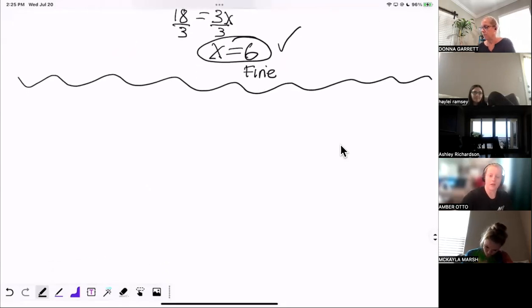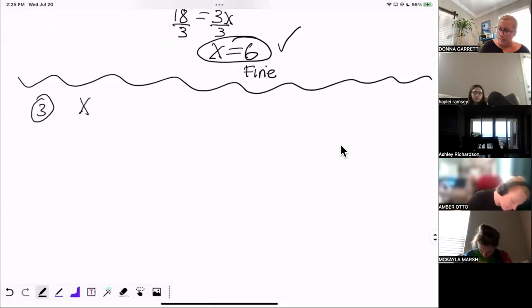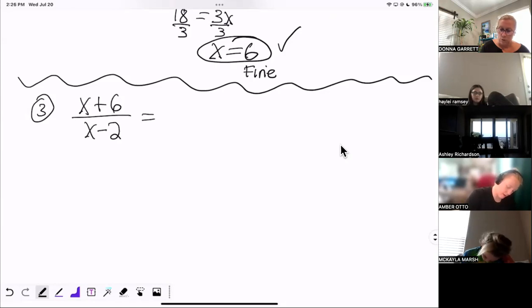Okay, number 3. x plus 6 over x minus 2 is equal to 2x plus 2 over x minus 2.